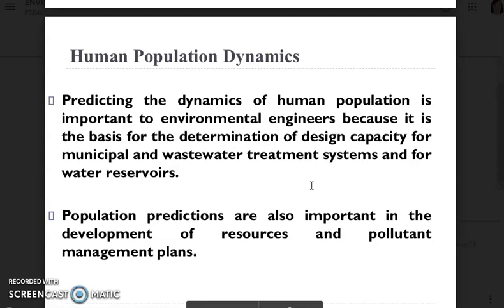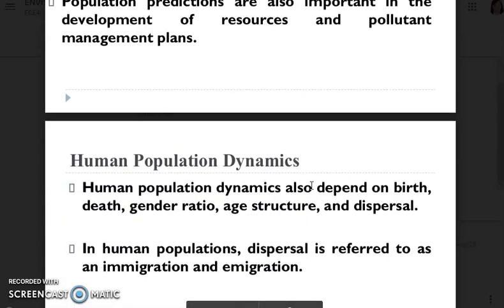wastewater treatment system. Obviously, in a certain community, the wastewater treatment system and water reservoir depends on that community. Also, population prediction is also important in the development of resources and pollutant management plans. As we can see, there should also be a study on prediction of population. So there must be a law that can be implemented to preserve the resources that we have, or at least limit the pollutants that we have.